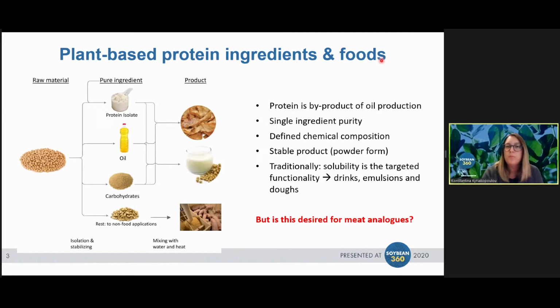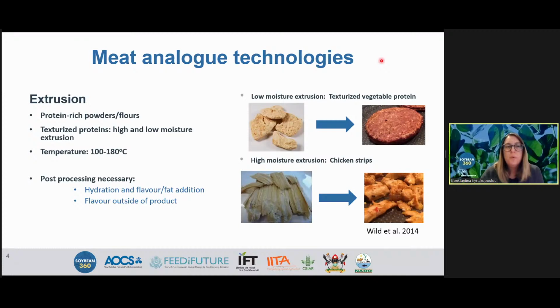But before I go to answer this question, I want to give a short introduction about what a meat analog is. You've probably already heard this from the previous presenters, but meat analogs are products that are usually based on plant ingredients and try to recreate the nutritional value, but also the aesthetics of meat. So they try to mimic the meat texture.